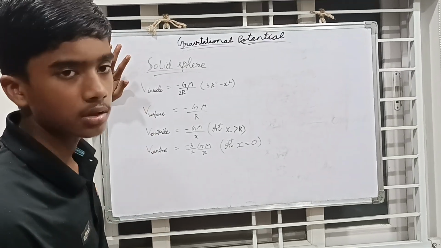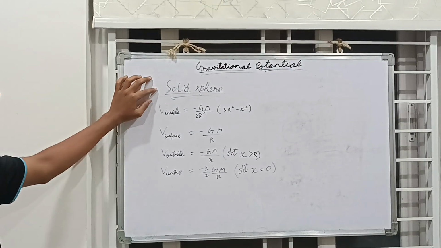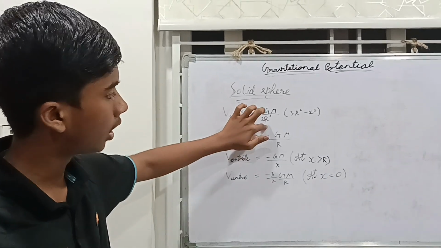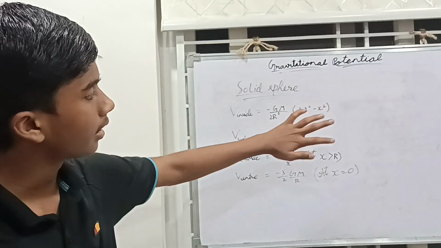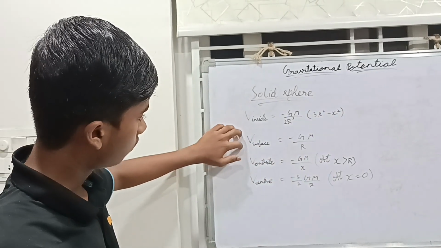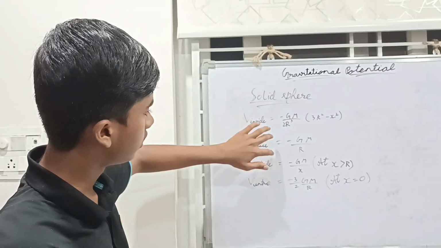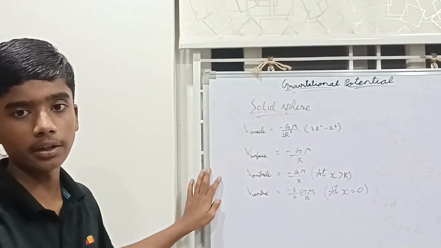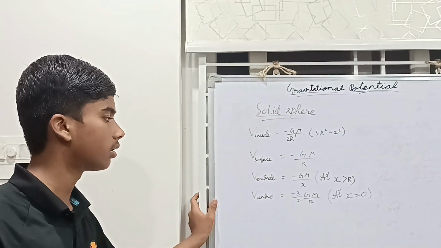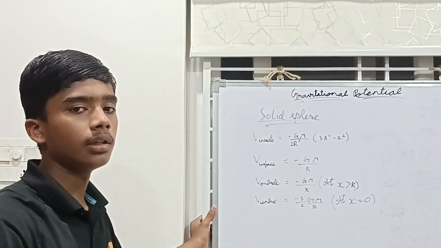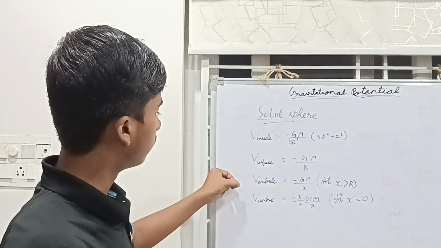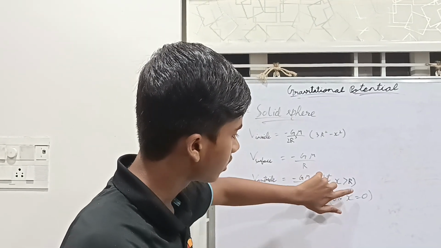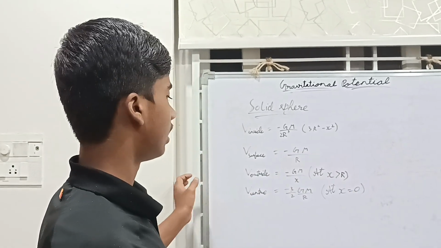Now let's continue with the last topic of the day, which is solid sphere. In solid sphere, the gravitational potential inside is equal to minus Gm by 2R cube into 3R square minus x square. The gravitational potential at surface is equal to minus Gm by R. Capital R is the radius of the sphere and small x is the distance from the center to the point P. Gravitational potential outside is equal to minus Gm by x if x is greater than R. If x is less than R, then it cannot be there.